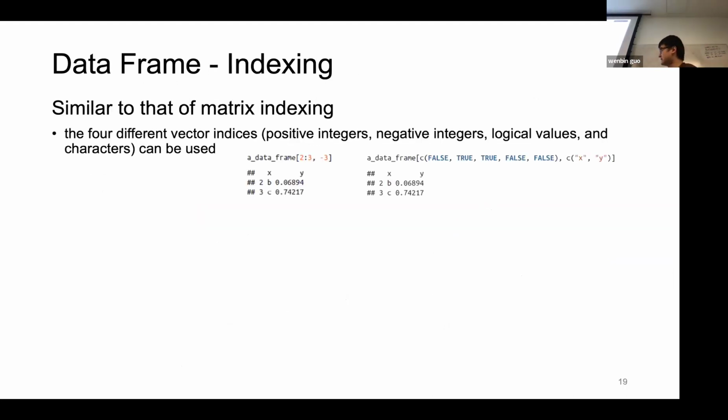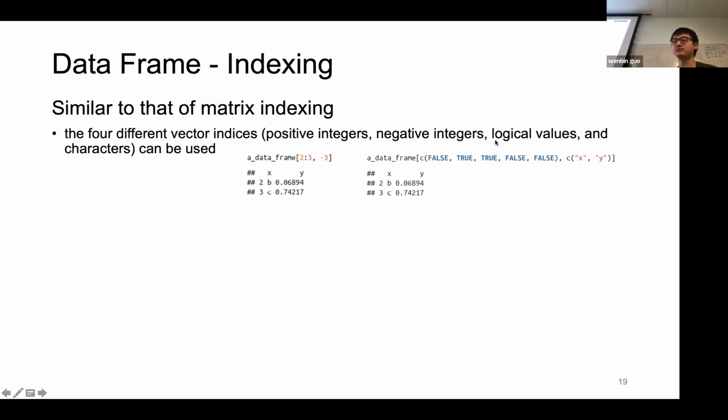And for the indexing, we still have something very similar to matrix indexing, where you can pass four different vector indexes to it. Basically, you can put positive integers, and it will get the position: one row, two rows, three rows. These are the positive integers. And if you put negative integers, it will exclude that column or that variable.